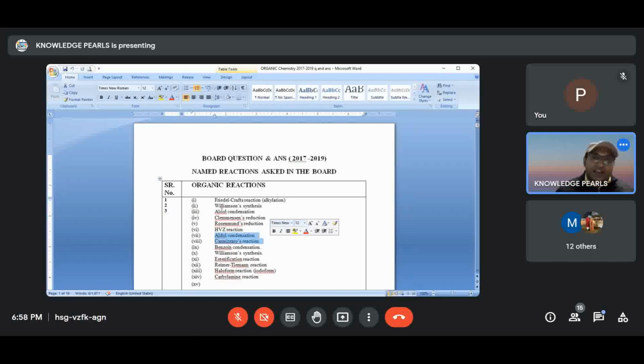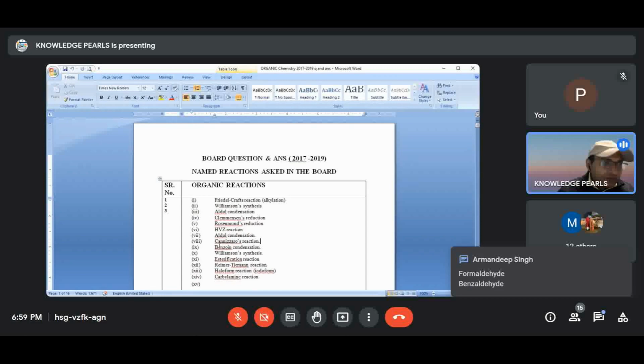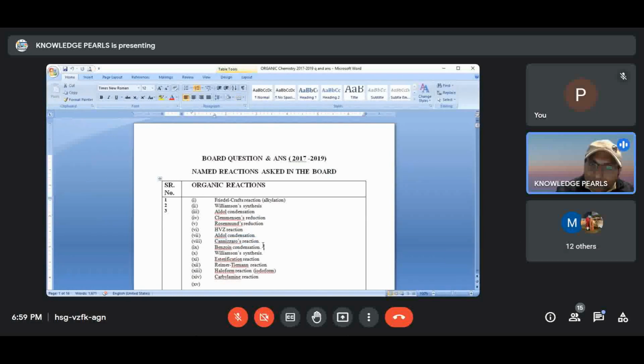And there are two reactants which give the Cannizzaro reaction. Can anyone tell which two reactants are used for the Cannizzaro reaction? Which two reactants? Two types of reactant we can say. It is a combination, formaldehyde and benzaldehyde. So formaldehyde and benzaldehyde undergo the Cannizzaro reaction. Very, very important. Okay. Now, next is esterification.